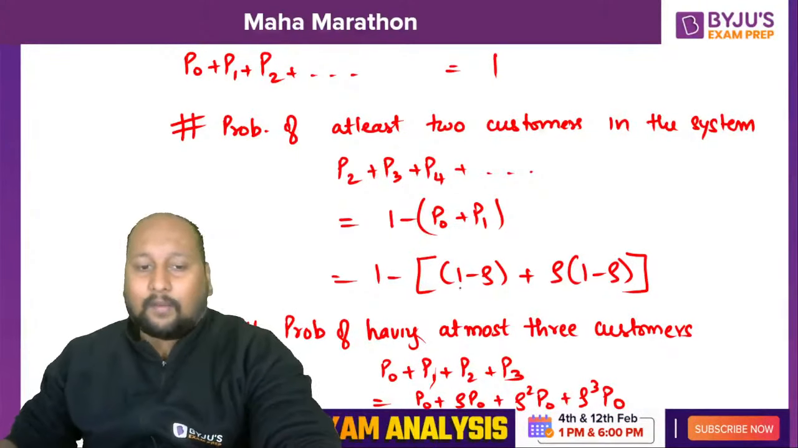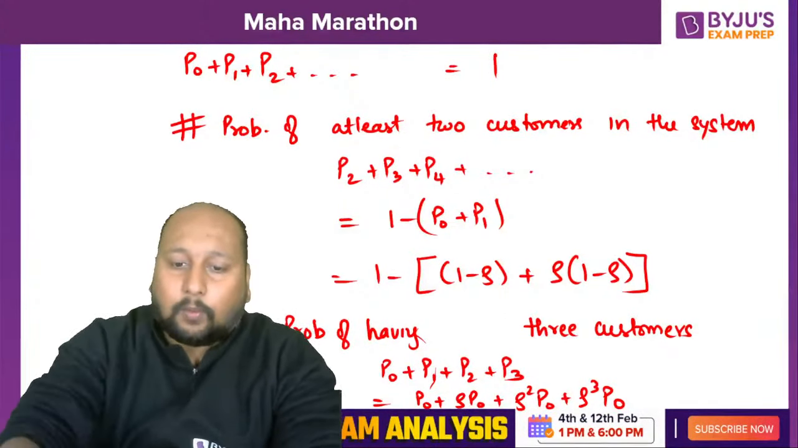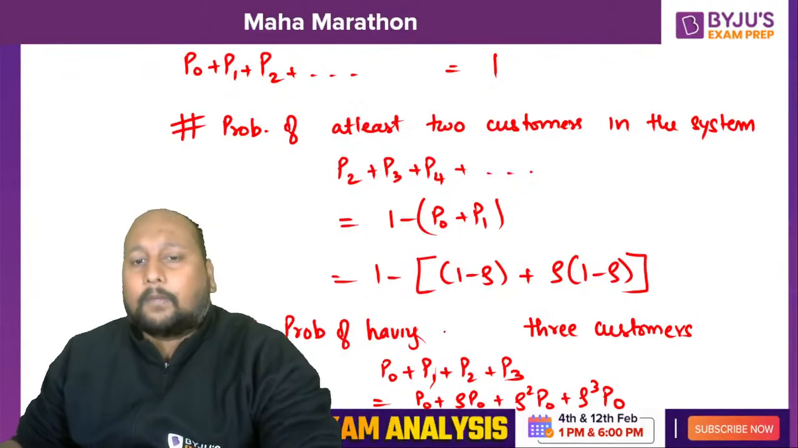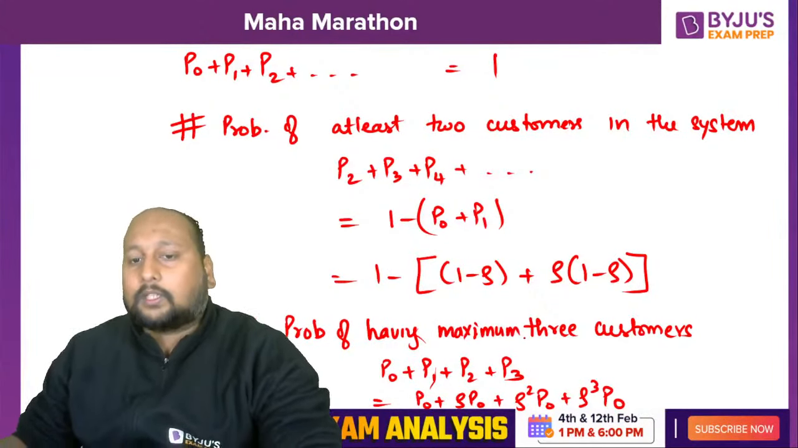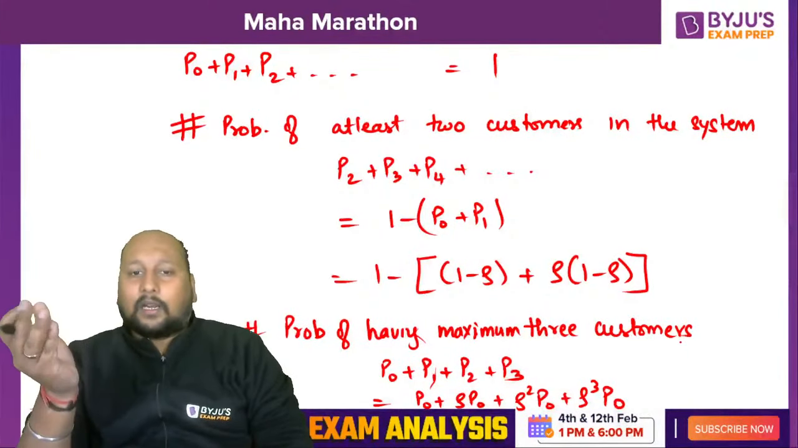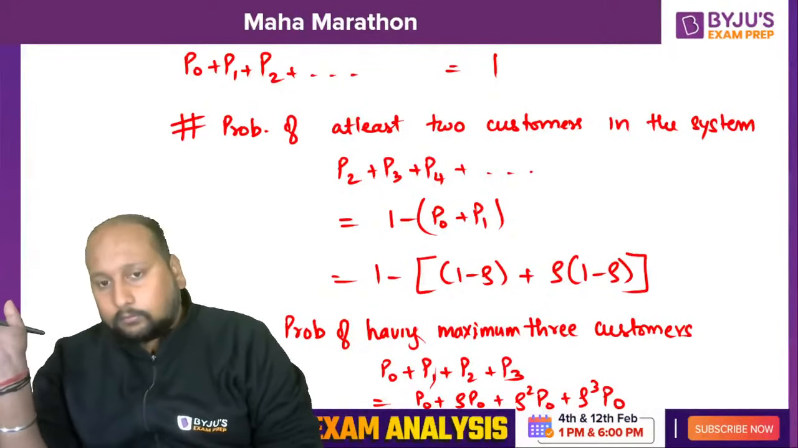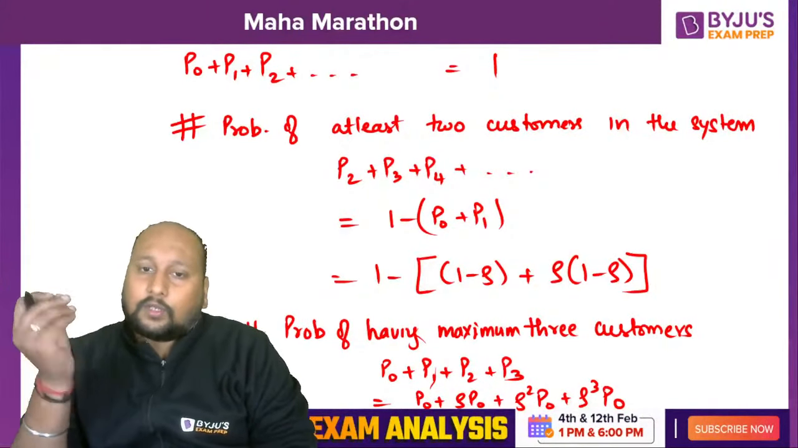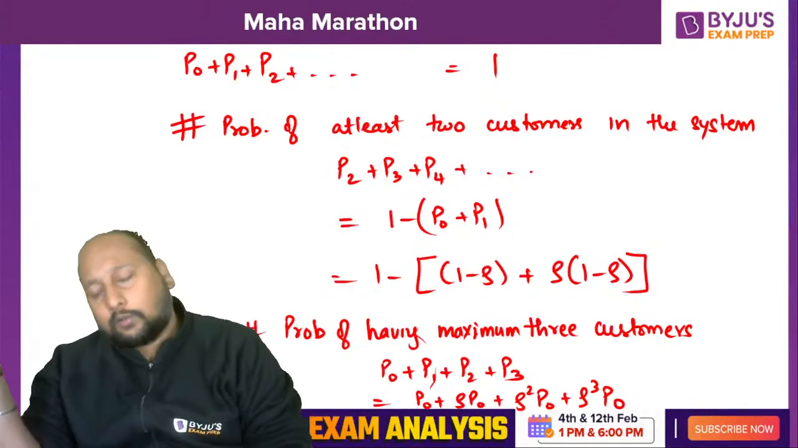Fine. Or if you're having confusion, let me write it like this. What's the probability of having maximum 3 customers in the system? Now good. If you're still having confusion, we can write it like this. So 0 also applicable, 1 also, 2 also, 3 also. Chalo.